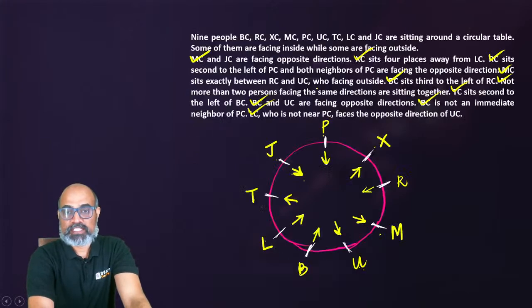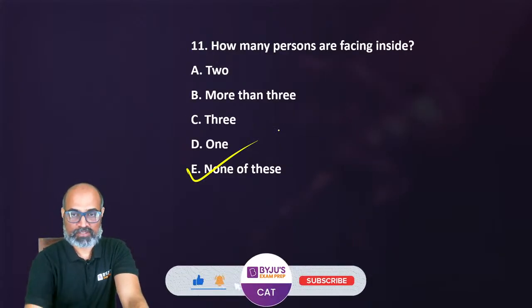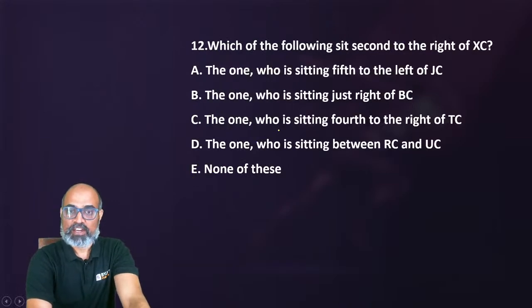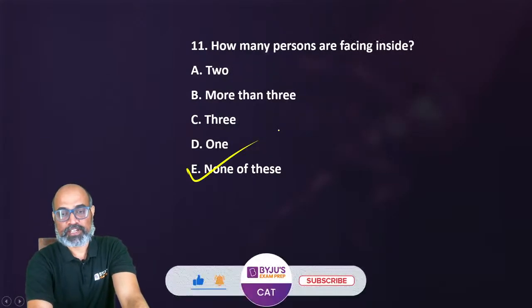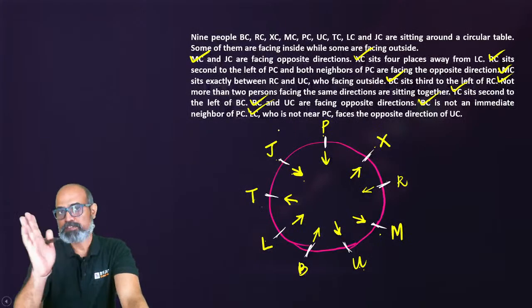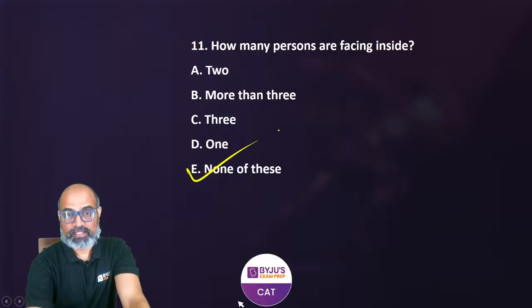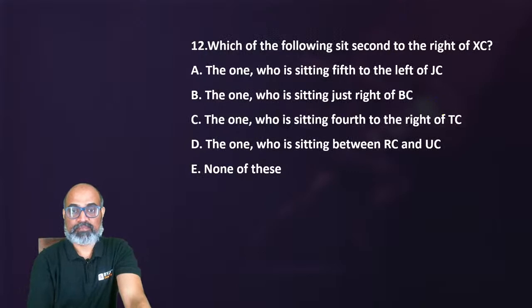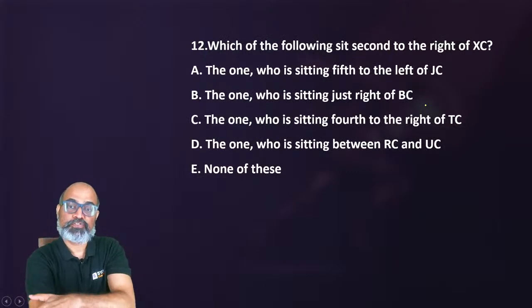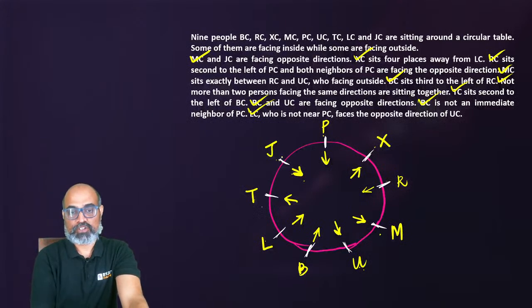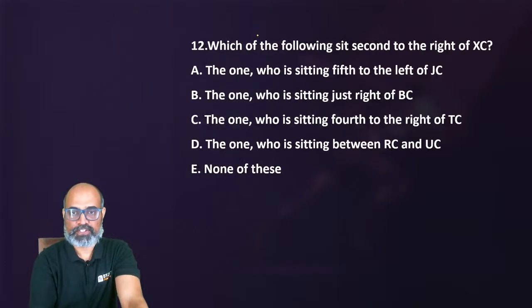So how many people are facing inside? So we have 1, 2, 3, 4, 5. We have 5 people facing in. So none of these, assuming that this is the answer. Which of the following sits second to the right of X? Let's go to X. X is facing outwards. His second to the right is going to be M, right? So it's M. Okay, the one who is sitting 5th to the left of J. So if J is this, 5th to the left of J would be 1, 2, 3, 4. No, M is not 5th to the left of J.